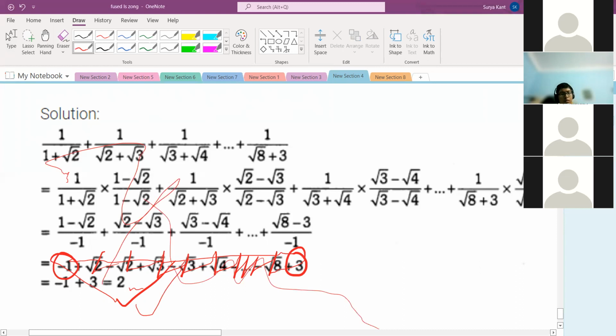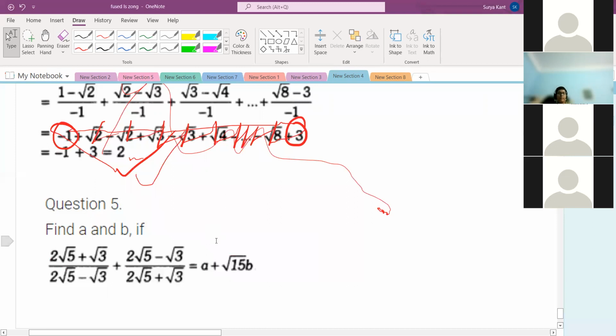So this was an easy question. Now next question is question number 5. Find A and B. This is a very easy question. What I just told you is the concept of this. Find the value of A and B.